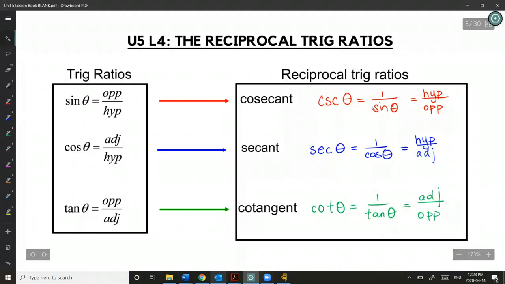So we don't really need to memorize the ratios, as in secant is hypotenuse over opposite. All we need to know is that sine and cosecant are reciprocals of one another, cosine and secant, and tangent and cotangent are reciprocals. And then if you know SOHCAHTOA, you can set up the ratios for cosecant, secant, and cotangent.